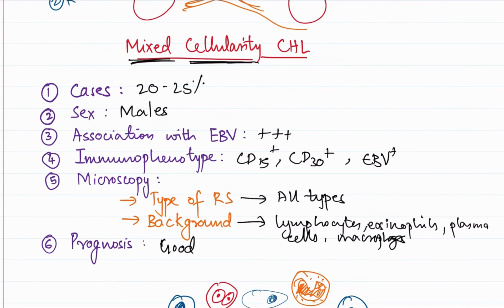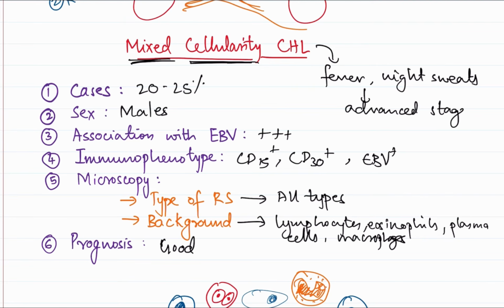Now coming to some peculiar features about each of the different types. Coming to the mixed cellular type, there may be systemic features such as fever and night sweats. And it is also associated with advanced stage. So stage 3 or stage 4, we'll discuss staging next.